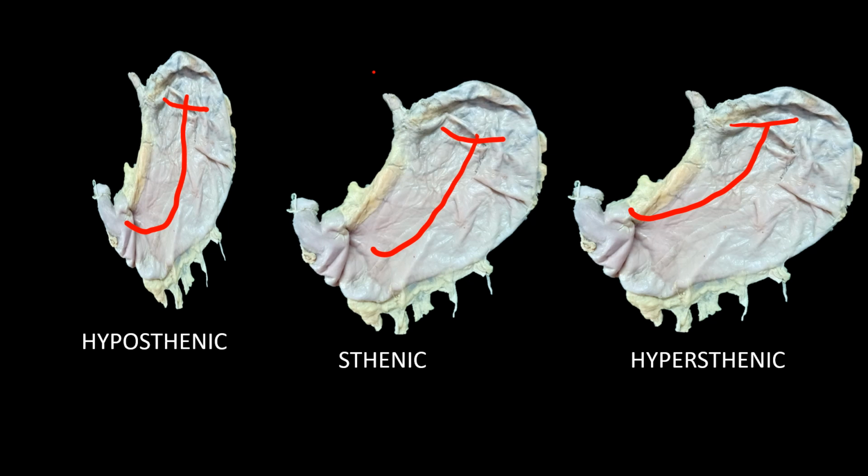In normal body structure like asthenic people, the stomach is laid in such a manner that the vertical limb of J is comparatively oblique. While hypersthenic or obese people with short structure, the stomach lies more horizontal than the vertical. This type of people are more prone to peptic ulcer.